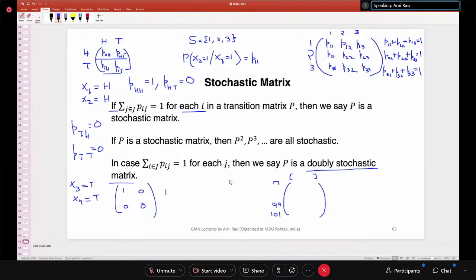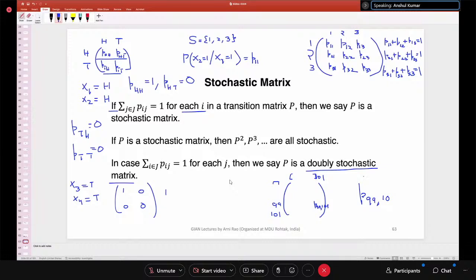Yes, sir. The 101th row. So in the 99 row you will write P99, 101. To avoid confusion, we write a comma here. Right, sir. So that means P99 comma 101. Let me write in a bigger font. P99 comma 101. That indicates the probability of going from state 99 to state 101.